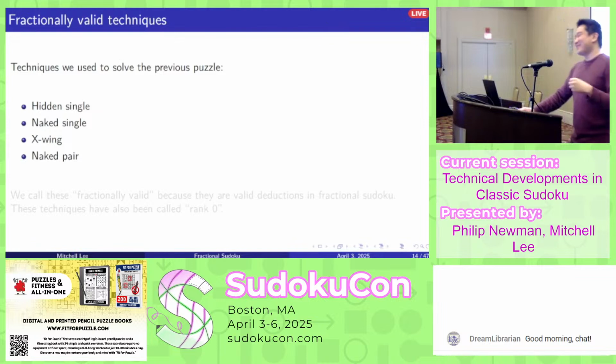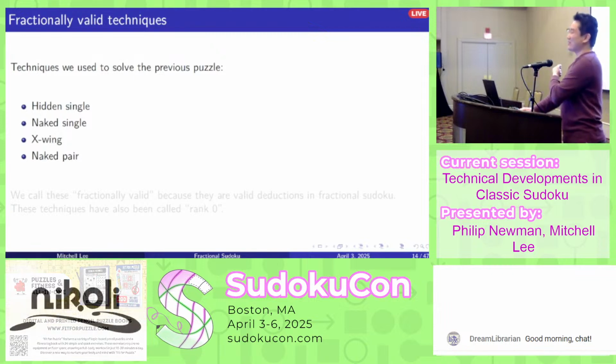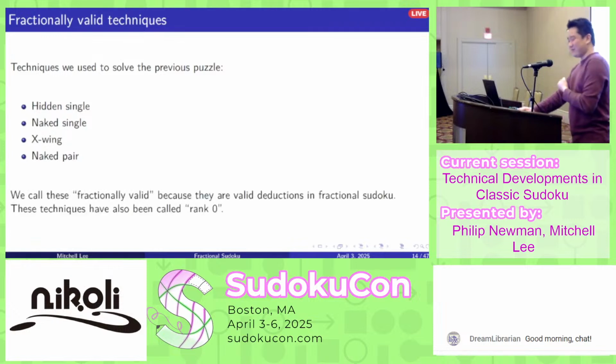So let's go back and think about all the techniques that we used to solve that puzzle. We used hidden singles, naked singles, X-wings, and naked pairs. And what I wanted to show you with that puzzle is that all of these techniques work just as well in fractional Sudoku as they do in integral Sudoku. So I'm going to call them fractionally valid. Some people call these techniques rank 0. They're the same thing.